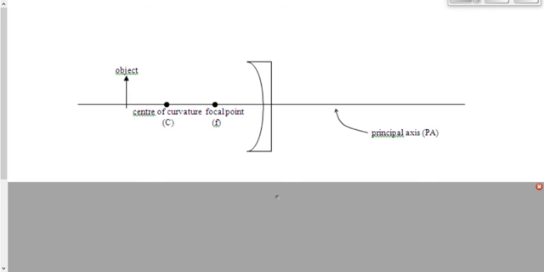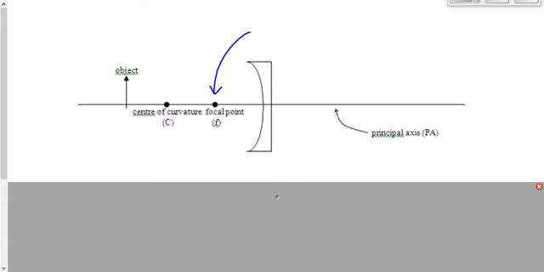Firstly, the principal axis. The principal axis is an imaginary line that runs right through the middle of the mirror and perpendicular to the mirror. On your template, I have the principal axis already drawn for you. It's an imaginary line perpendicular to the mirror right through the middle of the mirror. Probably the most important part of this mirror would be the focal point right here.